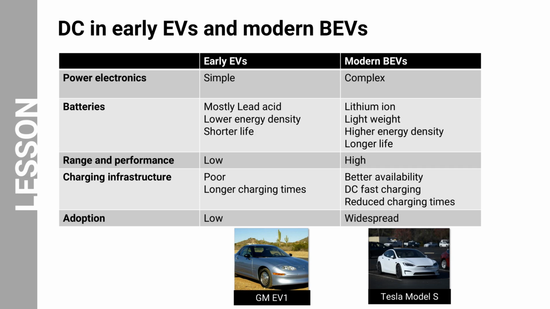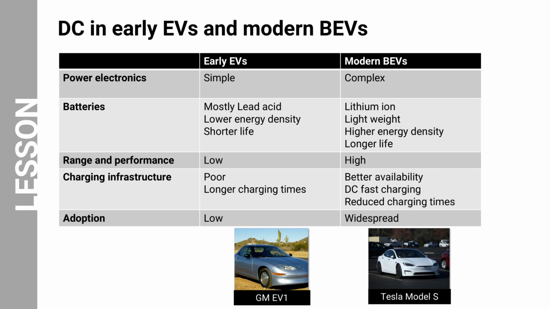Modern EVs incorporate sophisticated power electronics, including inverters, converters, and battery management systems. These systems efficiently manage power distribution, conversion, and storage, optimizing vehicle performance and safety. Modern BEVs use lithium-ion batteries and are transitioning to even more advanced technologies like solid-state batteries. These batteries are lighter, have higher energy density, and provide a significantly longer range and lifespan.